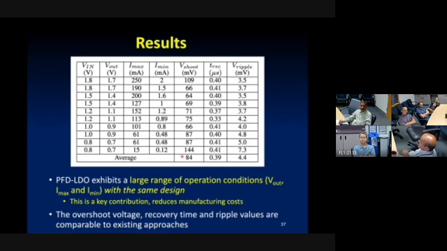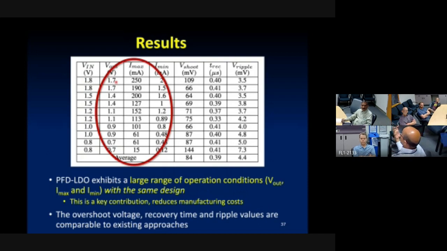Here are some results. Among what we see here is that our LDO, if you look at the different values of voltages it can operate from, has a large range. It can operate from an output voltage of 0.7 all the way to 1.7. So it's a 1 volt range of possible outputs. With the same chip, they could offer so many products just by programming different VTs. So this is a key contribution.